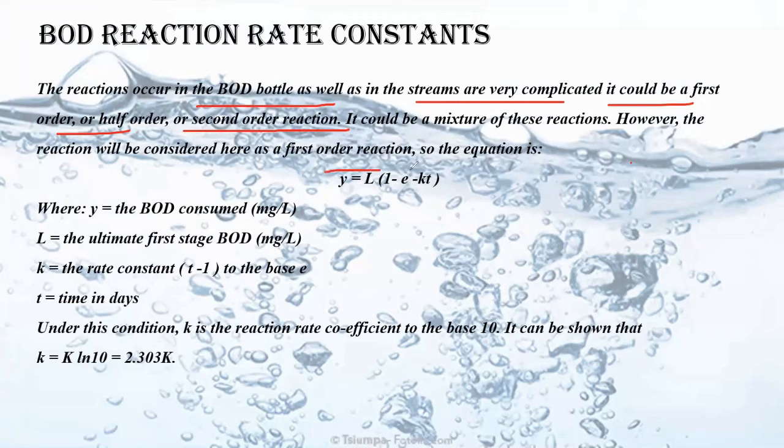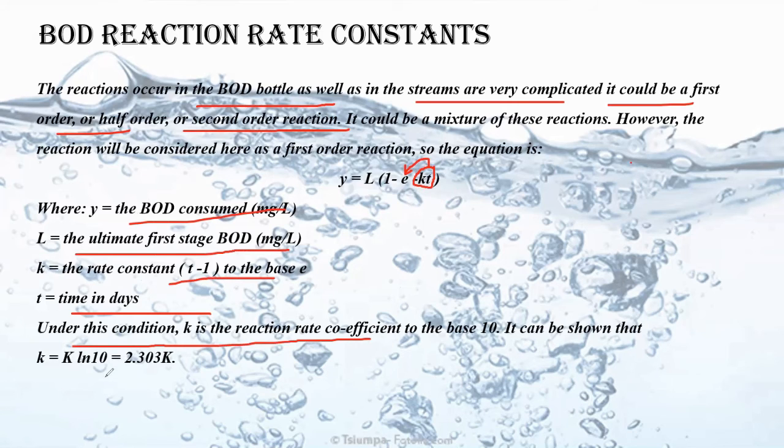Just remember that y is equal to L times (1 minus e to the power minus kt). This is the exponential factor, and the whole term comes on the power of e. Here y is the BOD consumed, L is the ultimate first stage BOD, k is as usual the rate constant, and t is time. This is a very common formula for chemical kinetics, and it is the formula with which we will do the numericals.